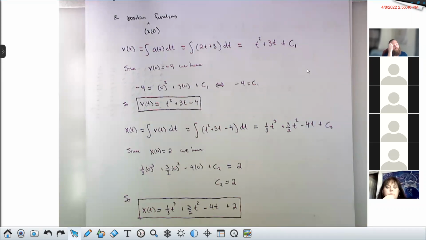Sometimes you will be asked to come up with the position function in general, leaving the arbitrary constants as arbitrary constants. But this is the general idea. This is the procedure. Integrate acceleration, that will give you velocity. Integrate velocity, that will give you position. When you're doing indefinite integrals, we can think of them as initial value problems. Any questions on IVPs?